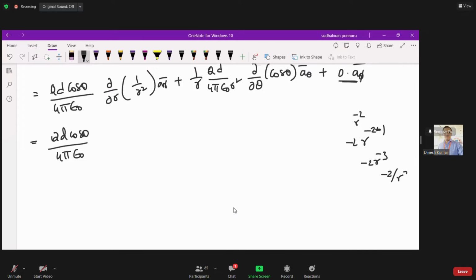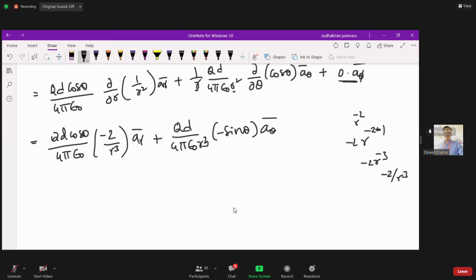So therefore I am writing it directly: minus 2 divided by r cube multiplied by r bar, plus, see here you are having r term and r square term multiplying. So therefore qd divided by 4 pi epsilon naught r cube, and the differentiation of cos theta is minus sine theta multiplied by a theta bar, and here the value is 0. So therefore I am not writing that.